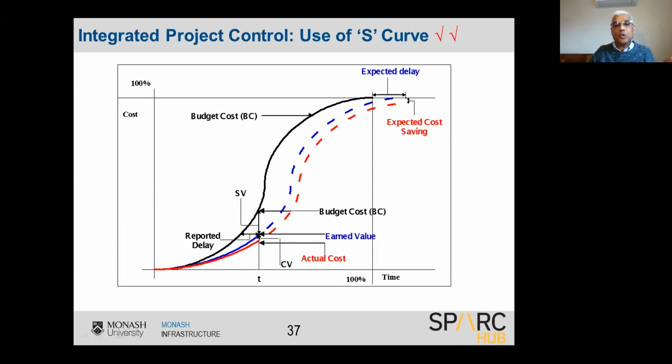So this is the cost variance. This is the delay, or this is the schedule variance. That is called the schedule variance. So earned value minus the budget cost is the schedule variance. Earned value minus the actual cost is the cost variance. That is the earned value analysis method, or earned value method, in simple terms.